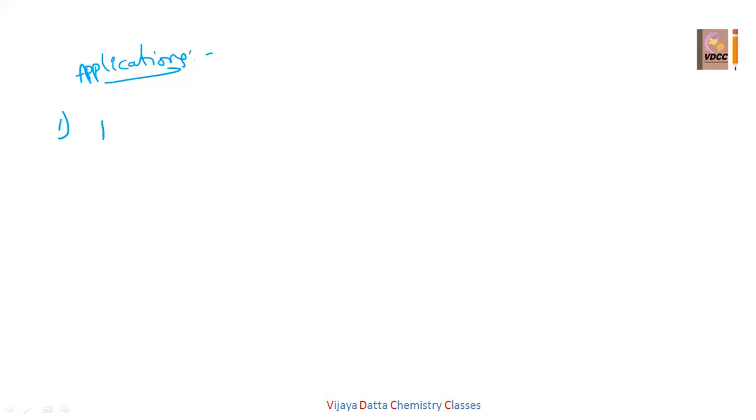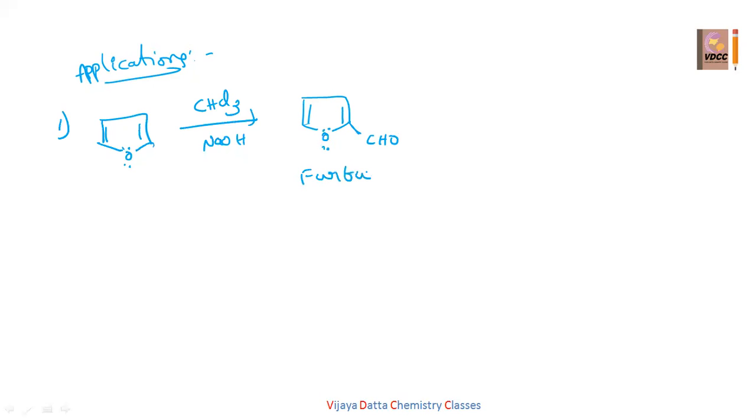First one, I'm taking furan. What is the furan structure? This is the furan structure. This furan is reacting with CHCl3 and NaOH, right? They have given the question, so what is the answer? This is the Reimer-Tiemann reaction. The product will be: to this oxygen, at the ortho position, CHO will be added. This is called furfural. The name of this compound is furfural.